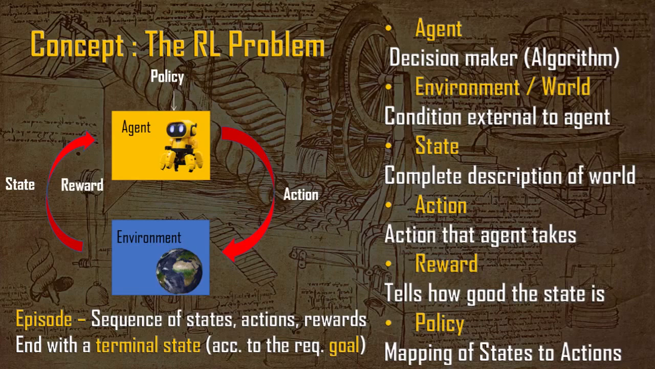Now, what does this mean? When is a state good, according to you? A state would be good, or an action taken would be good, when it is towards the goal, when it brings us closer towards the goal. In reinforcement learning, everything we do is to achieve this particular goal. So this reward should be designed such that we get a good reward.